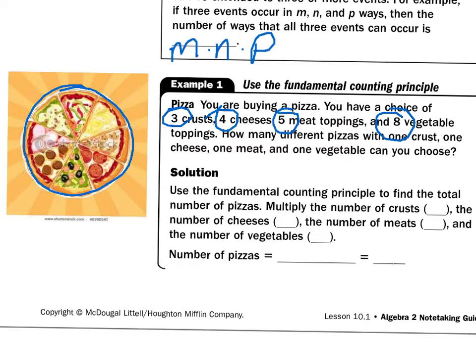Well, I can choose 3 different crusts. I can choose 4 different cheeses. I can choose 5 different meats. And I can choose 8 different vegetables. That's how many different ways I can do the whole thing. So I just multiply those out, and I get 480. 480. There you go.